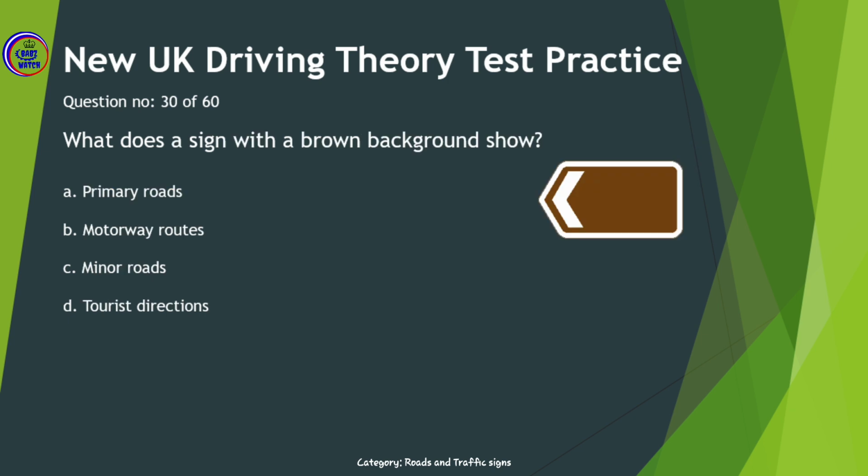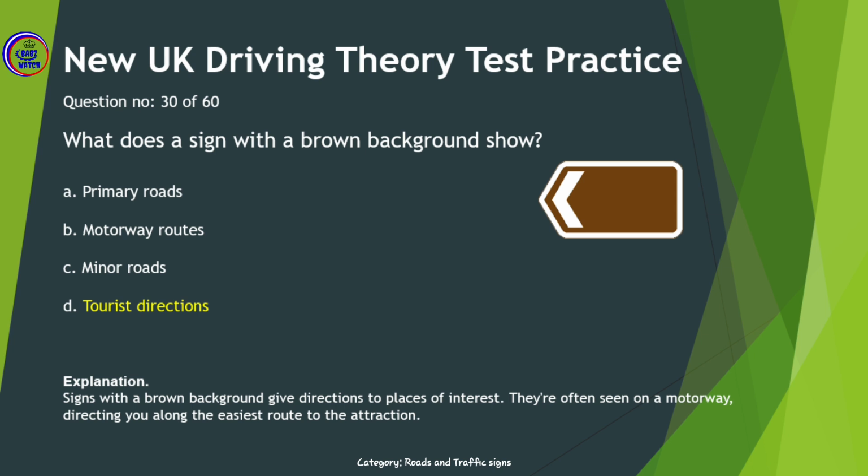Question 30 of 60. What does a sign with a brown background show? A. Primary roads. B. Motorway routes. C. Minor roads. D. Tourist directions. The correct answer is D. Tourist directions. Explanation. Signs with a brown background give directions to places of interest. They're often seen on a motorway, directing you along the easiest route to the attraction.